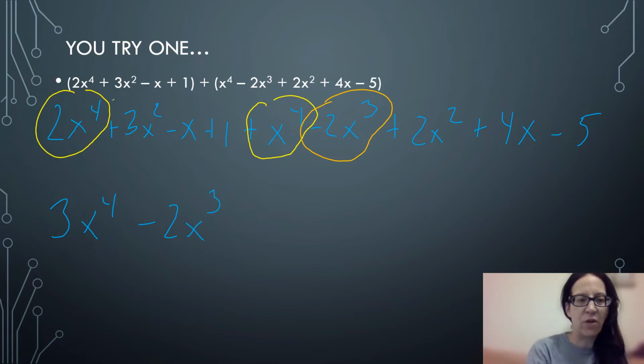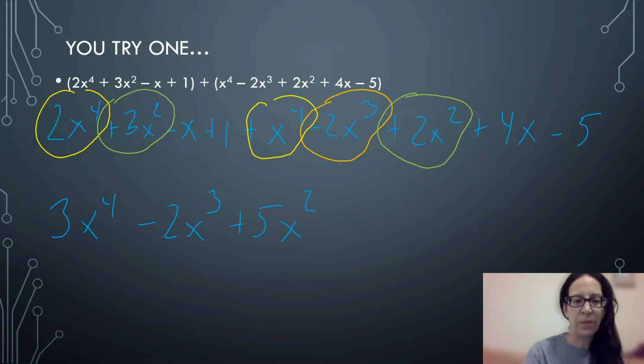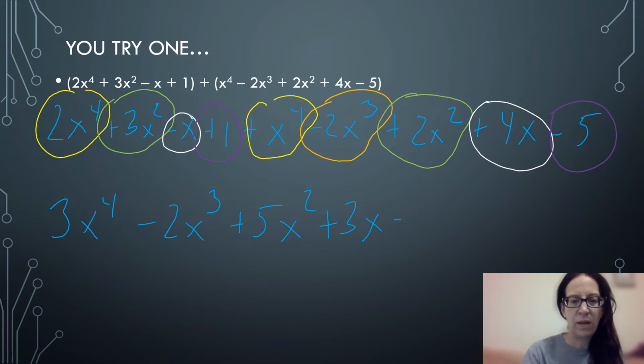I have 3x squared plus 2x squared, which is going to give me 5x squared. I have negative x plus 4x, which is going to give me 3x. And then last but not least, I have 1 minus 5, which will give me minus 4.